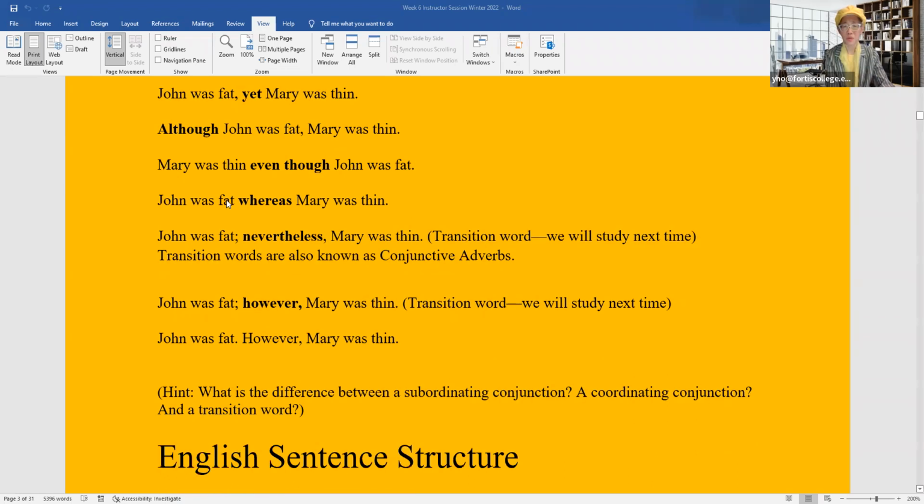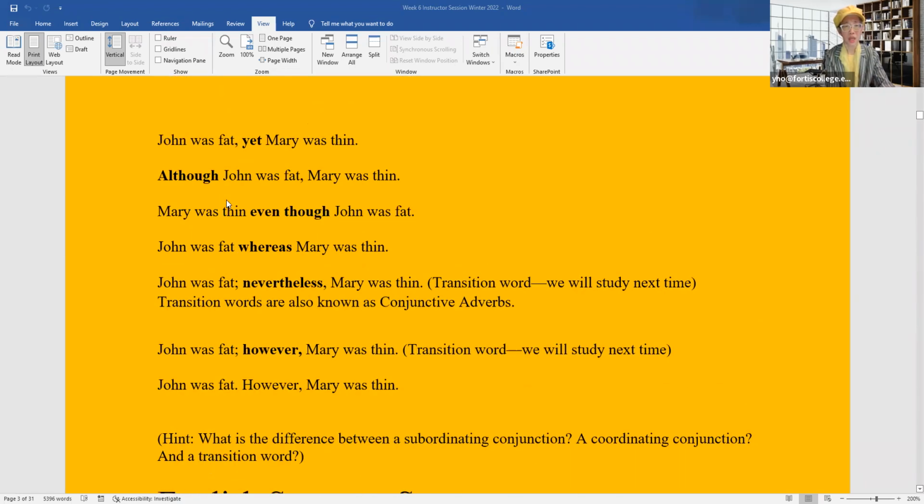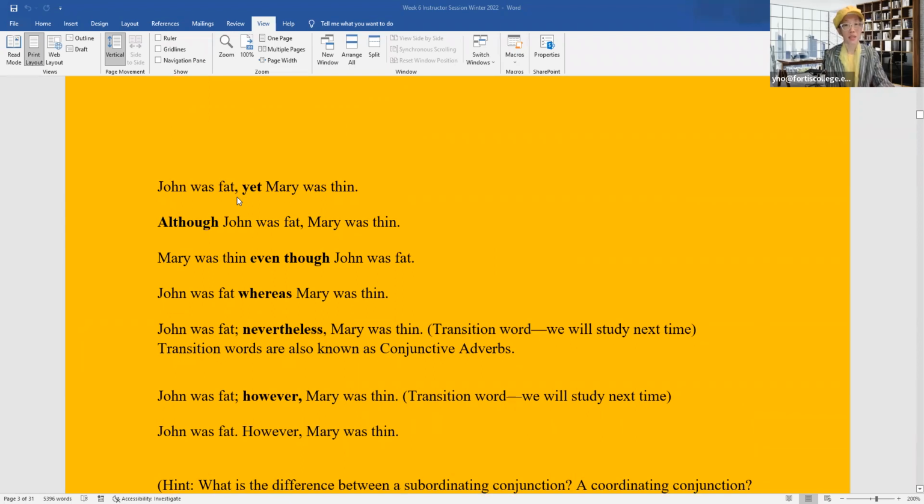What is the difference between a coordinating and subordinating conjunction? When you have a coordinating conjunction, this means that the 2 sentences are of equal importance. John was fat, yet Mary was thin. And if you have a subordinating conjunction, then you have one sentence that's less important than the other. So in this sentence, although John was fat, that's the subordinate clause, so it's less important. And Mary was thin, that's the important clause. So in a complex sentence, you have one important sentence and one less important sentence. Whereas in a compound sentence, both sentences have the same equal significance.